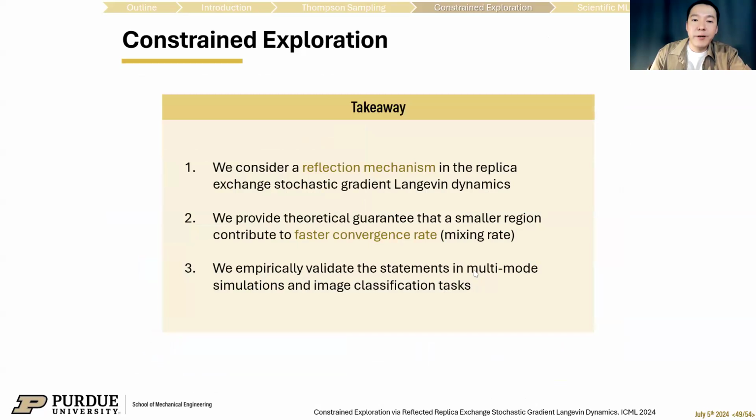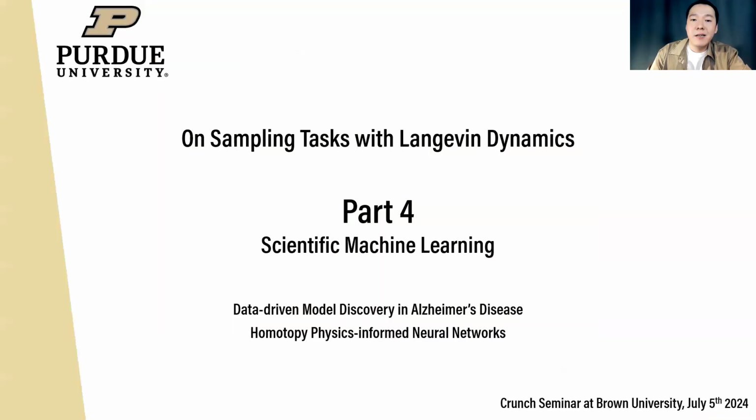And to sum up, we consider a reflection step in the replica exchange and propose the R2SGLD algorithm, and we provide a theoretical guarantee that a smaller region contributes to a faster convergence rate. And we also provide detailed experiments to validate its performance. And that is all I want to share about our work on constrained exploration. Any questions?